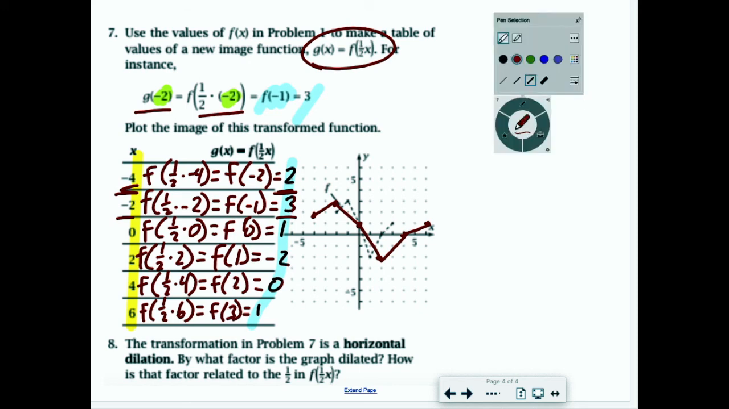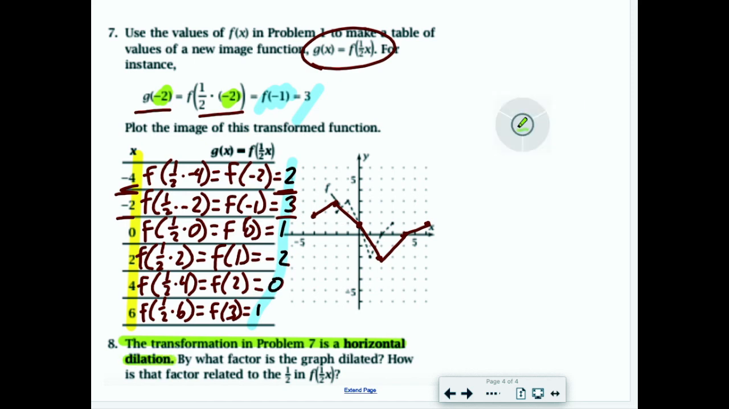Now, this is called a horizontal dilation. You're going to answer in the Google Doc by what factor is the graph dilated, and how is that factor related to the 1/2 in f(1/2 x). You're going to answer that in that Google Doc. Go for it.